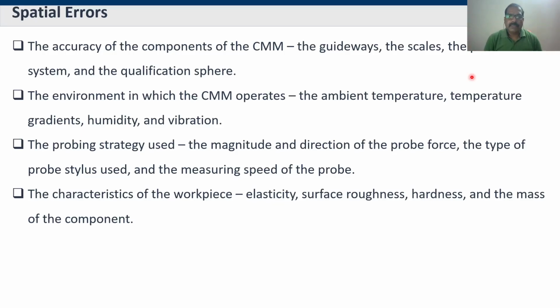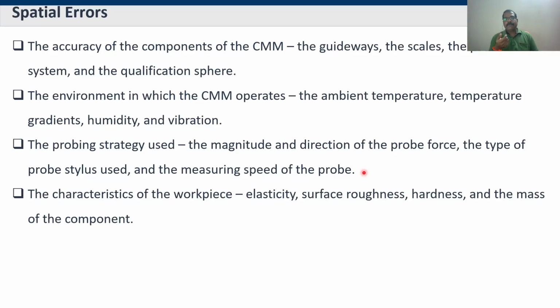Then, as I said again, environmental factors like ambient temperature, temperature gradient, humidity, vibration will affect, and what kind of probing strategy we are using, the magnitude and direction of the probe force, the type of probe stylus used, and the measuring speed of the probe. Because it is going to impact and deflection will be happening. And also if we are not properly using the height of the stylus or diameter of the stylus, they are recommending as big as possible. Okay, as big as possible.